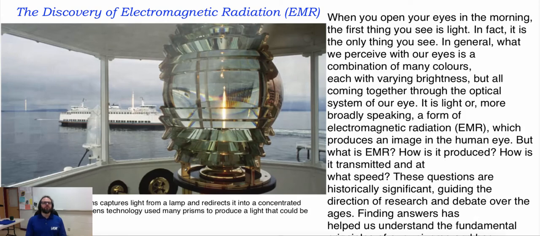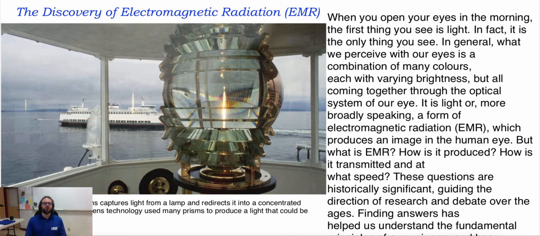In this lesson, I am going to introduce you to electromagnetic radiation. So what is electromagnetic radiation? Well, it's really all around us. We've been experiencing it our whole lives. So let's think about this. When you open your eyes in the morning, the first thing you see is light. In fact, it is the only thing you see.